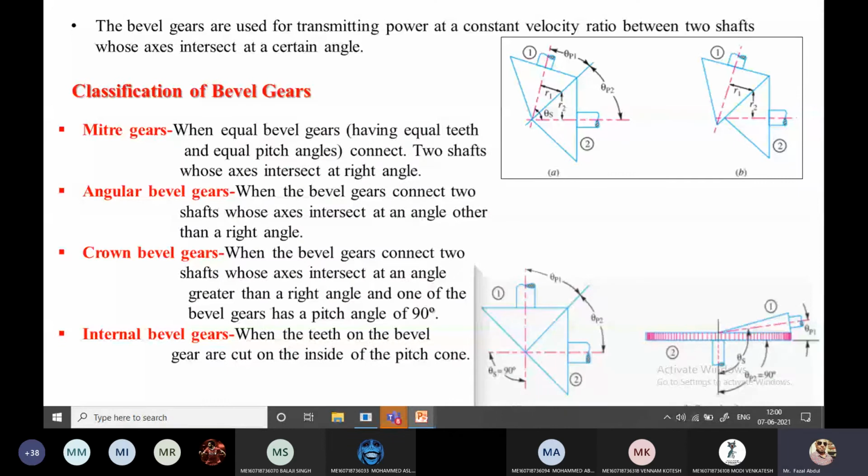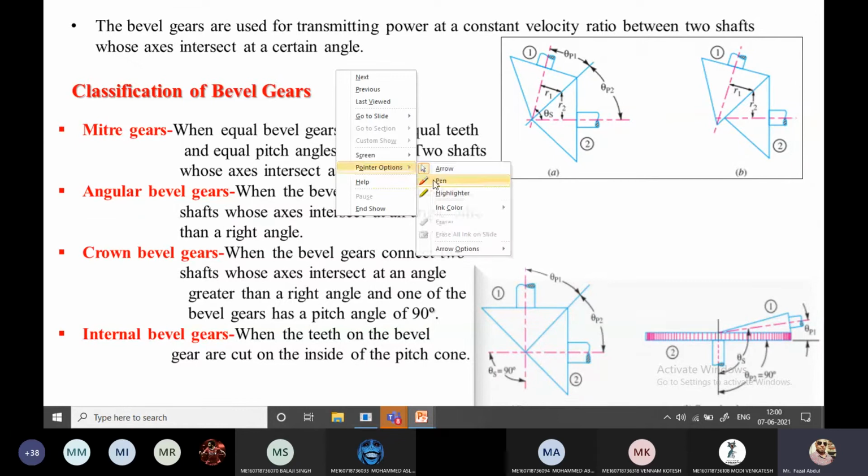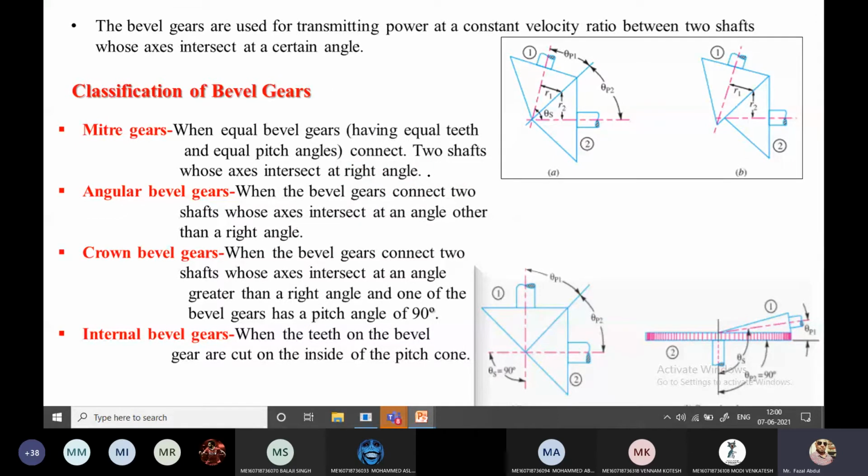So bevel gears are used to transmit the power at a constant velocity ratio where the two shafts, whose axes are intersecting at a certain angle. There is no condition. There is not a particular condition to use a bevel gear at a particularly right angle. Okay, so there is some certain angle. So you can find the figure here, bevel gear arrangement.